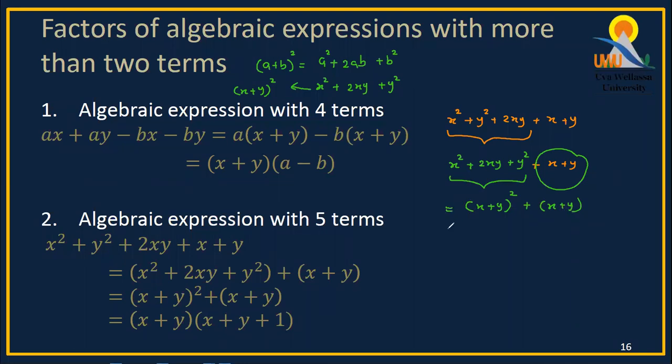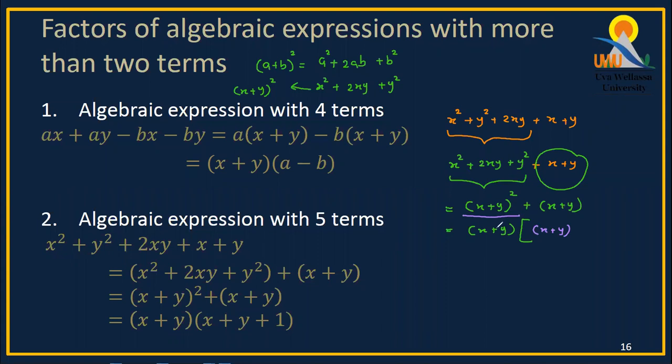Then what we can see between these two terms is, here we can see x plus y, and here also we can see another x plus y. Therefore, we can take one x plus y out of this expression. If you consider the first part, then you will get x plus y squared here, then the remaining would be x plus y.